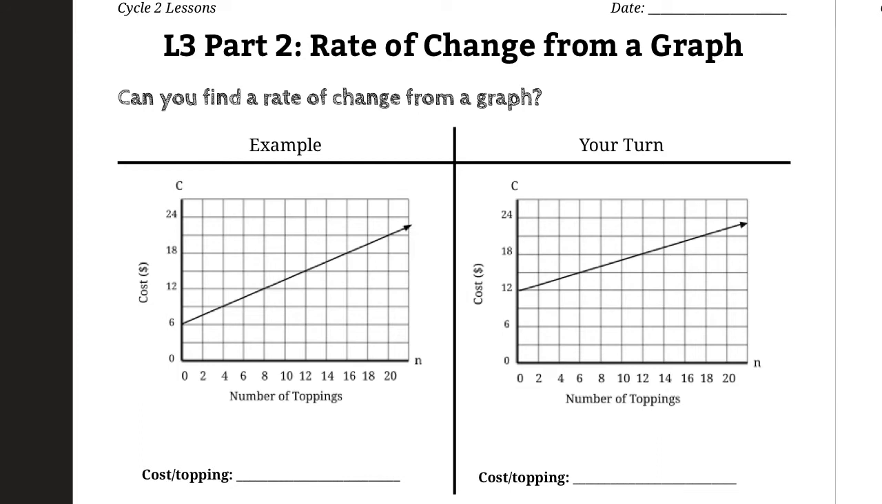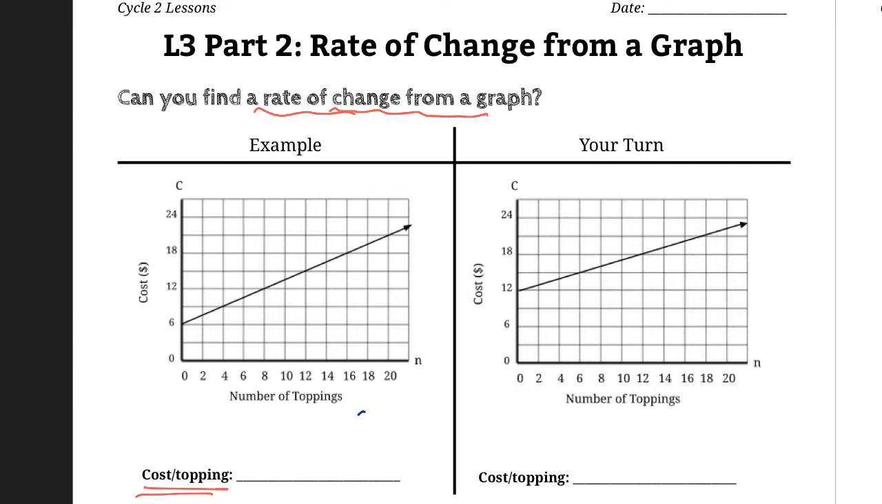So when we're asked to find the rate of change for this graph, we're actually looking for the cost of each topping. How much does it cost for each topping we add on? That's the question we're asking. How do we do that? Well, I think by now we should be good at finding the rate of change from a table of values, like the last video. If you're not good at that, please do a little bit more practice with that because it's really going to help you out here.